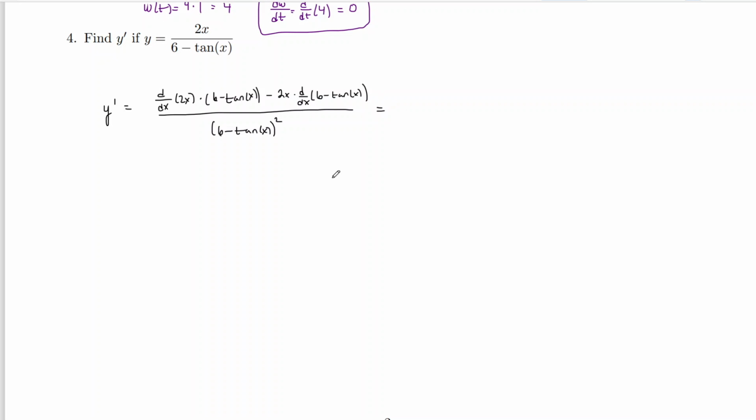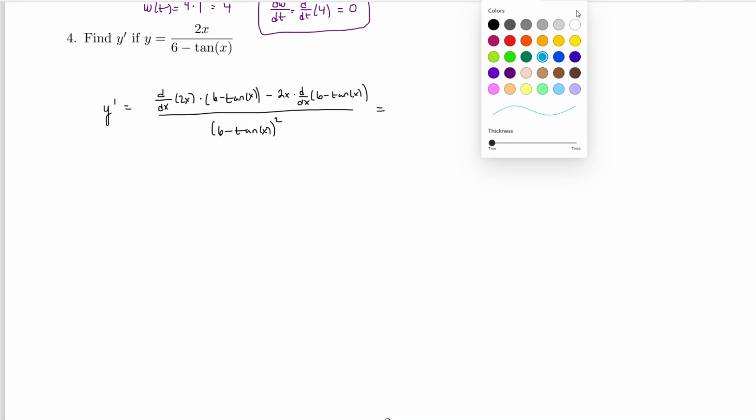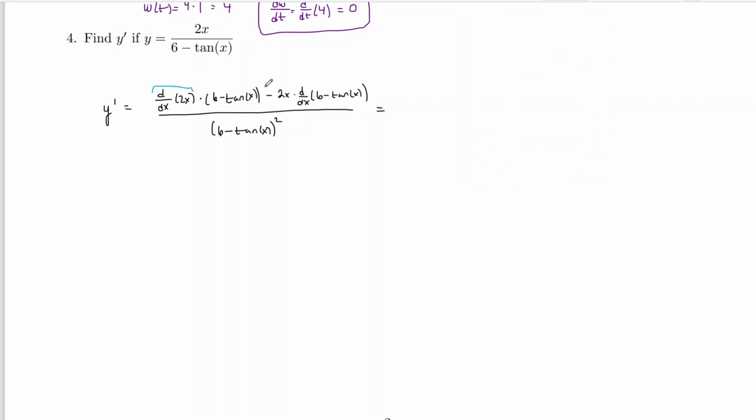All right, so how do you want to do this? Well, pretty much with the quotient rule, we don't care if there's trig functions, exponential functions, power functions, just numbers. We set it up and then we go to work. We see these two derivatives here, and this is what we want to take care of. The derivative of 2x is just 2, and then it's multiplying 6 minus tangent of x. Then we have minus 2x, and the derivative of 6 is 0. And the derivative of tangent of x is secant squared of x. Because of the minus sign, this is going to be minus secant squared of x.